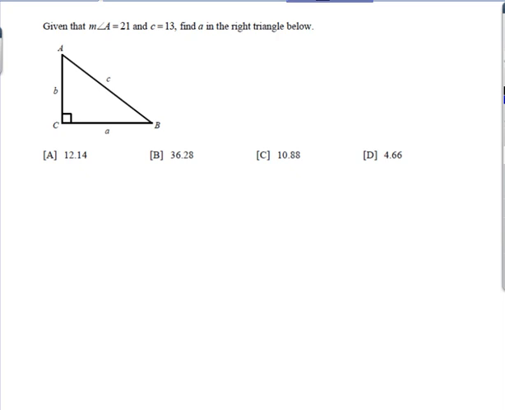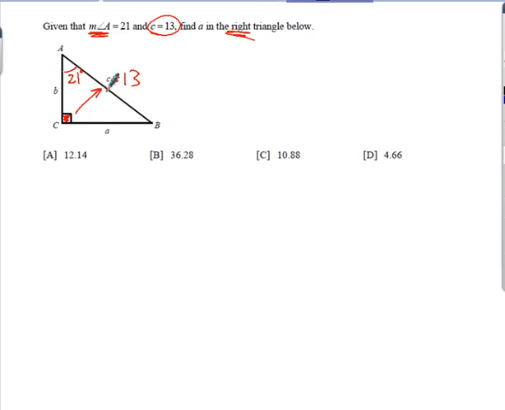They're giving me a figure. They're telling me that the measure of angle A, that's what M with that angle symbol means, the measure of angle A is 21. So I'm going to write that in there. 21 degrees. C, a little c like this, equals 13. Well, here's the little c, so this is 13. And they want to find A in the right triangle below. So that was critical information, the fact that this is a right triangle.